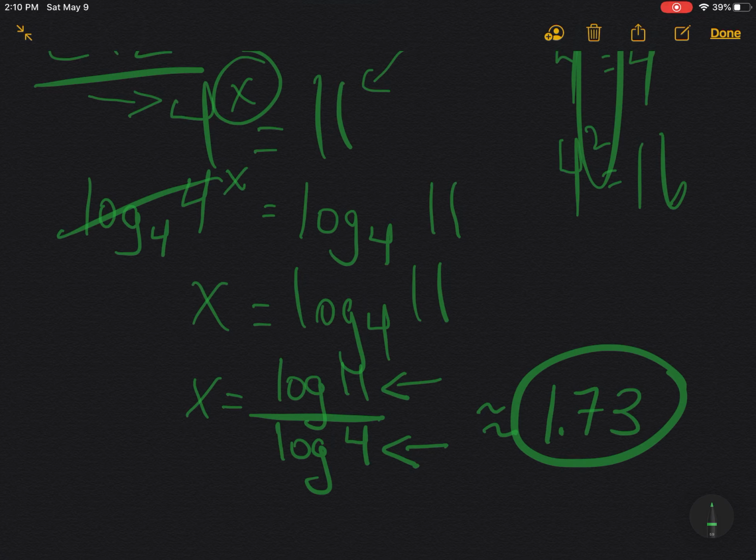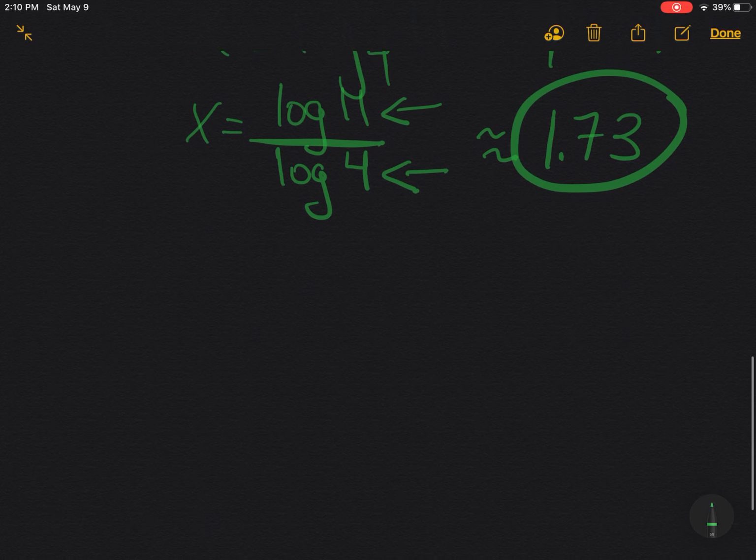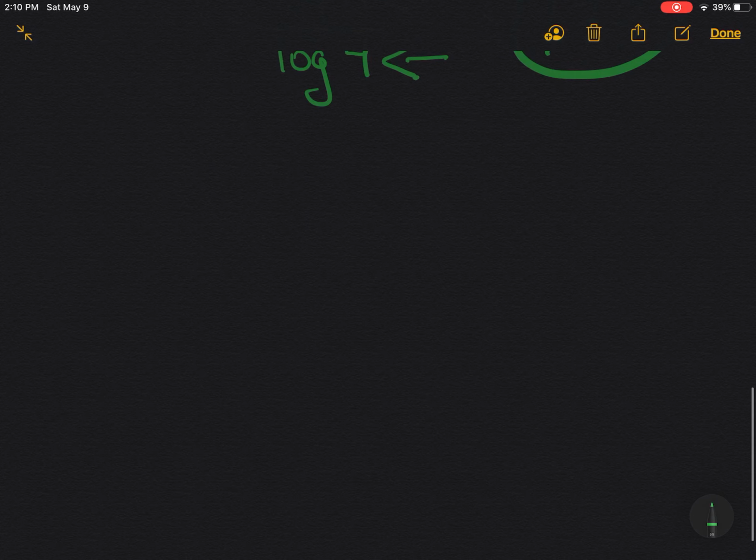Okay, and now again check your answer. So you could plug that in to the original problem. 4 to the 1.73 should be approximately 11. It might not actually be 11 on the dot, but it's very close to 11. Okay, so that is concept 2. That is taking a log to both sides. All right. And I will be teaching you two more concepts.